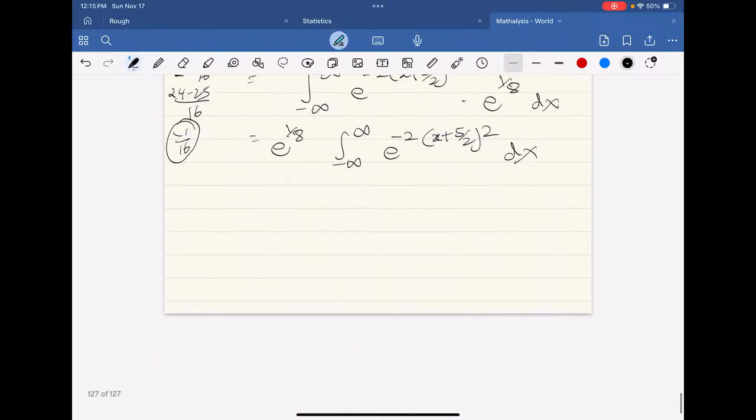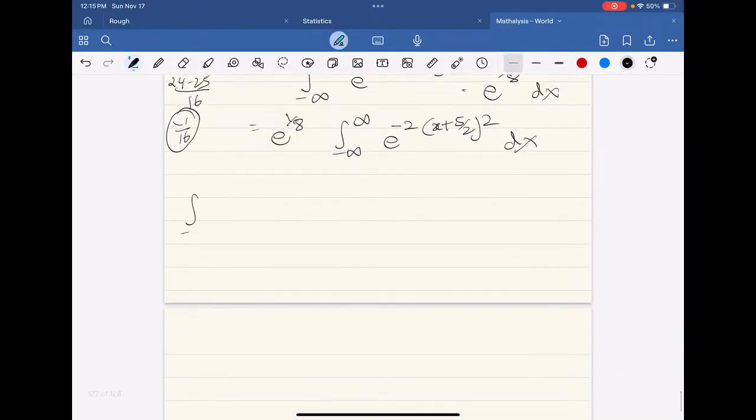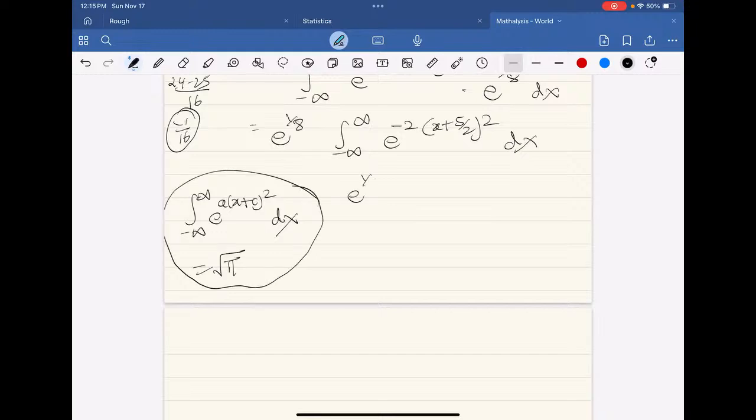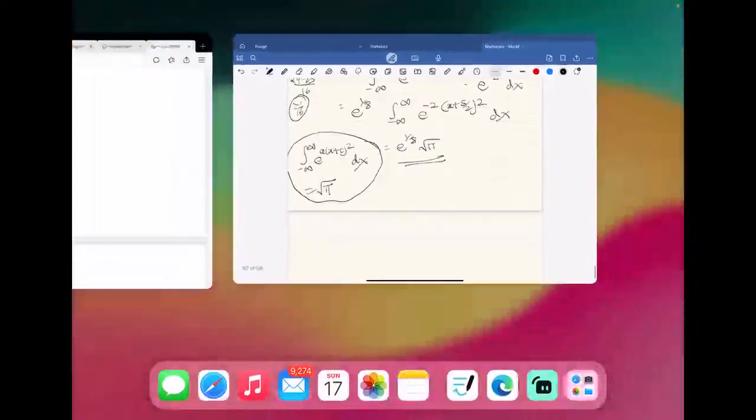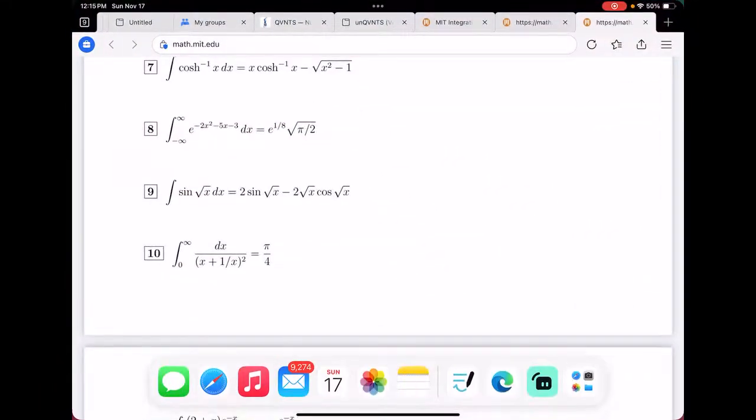Now you might know from the Gaussian integral that the integral from minus infinity to infinity of e to the power a times x plus c square dx will just be root pi. So using this, we get that it's e to the power 1 by 8 times root pi, and that is the answer. E to the power 1 by 8 times, oh wait, how is it root pi by 2?